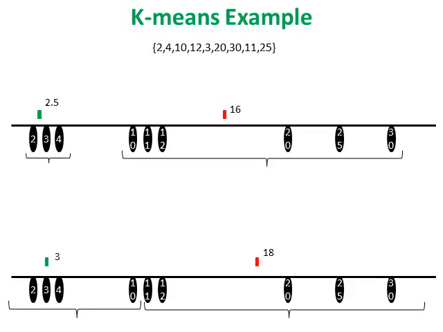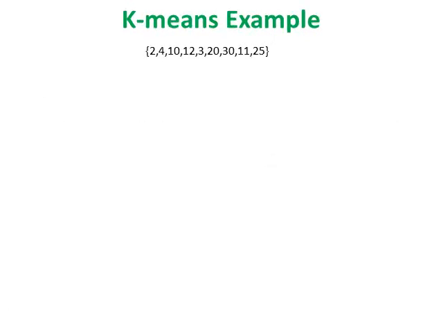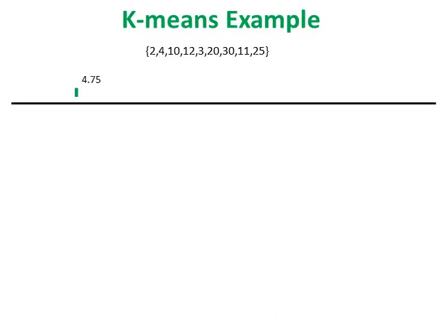Why? The difference between 10 and center 3 is 7 and the difference between 10 and the center 18 is 8. So 10 is nearer to the first center 3, so it goes to first cluster. Cluster centers are updated from 3 and 18 to 4.75 and 19.6. Assign similar objects to the new centers.